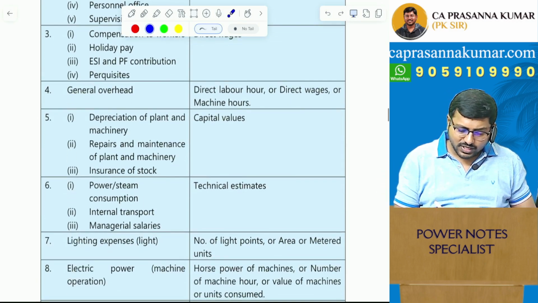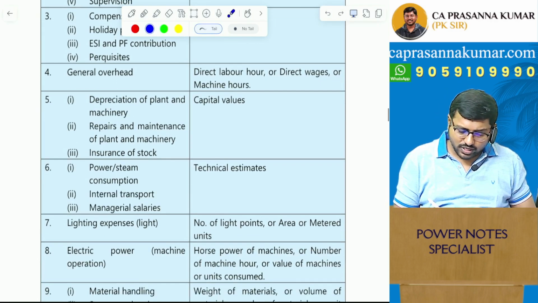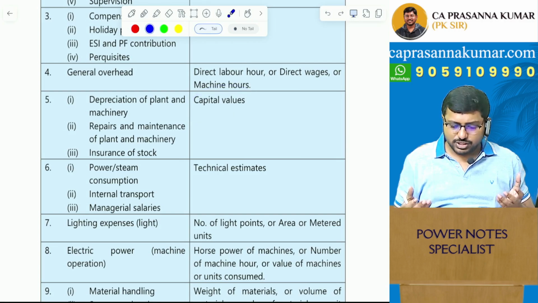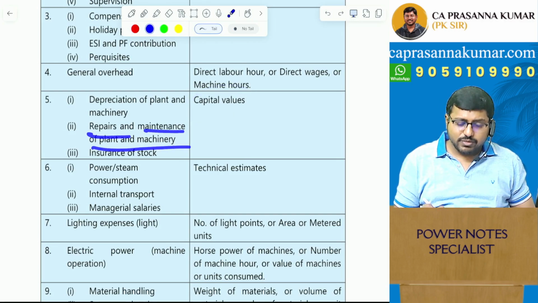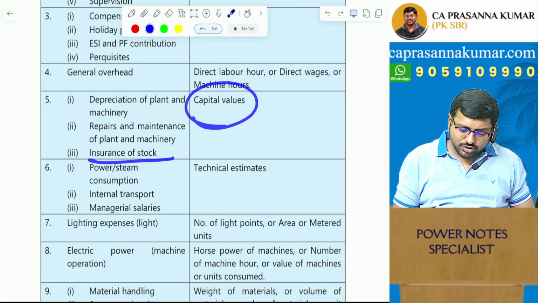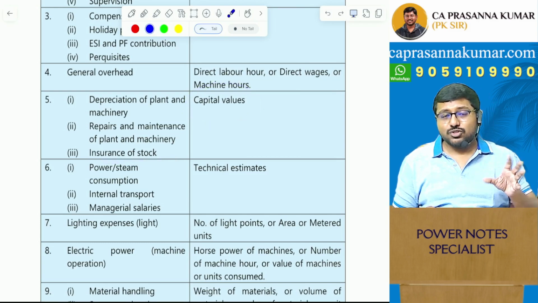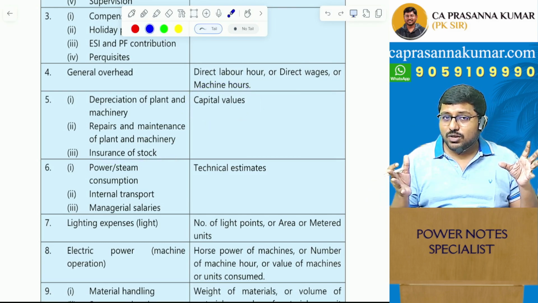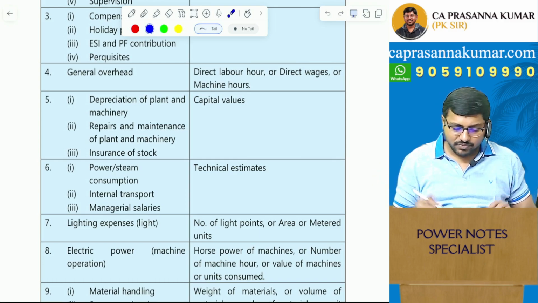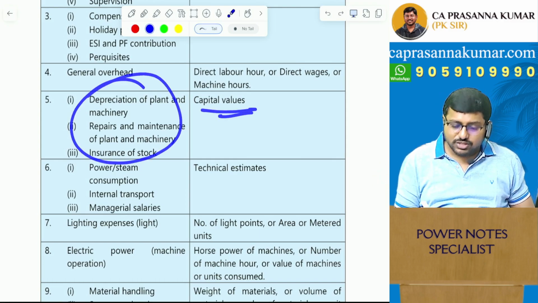Okay, moving on. Depreciation of plant and machinery will obviously be based on the capital value. Capital value means the total cost of the machines. Repairs and maintenance of a machine, obviously based on capital value. Insurance of the stock, depending upon the value of the stock. So the more the capital value of the stock, the more the insurance for the stock. Clearly, right? So all these things will be based on capital value.